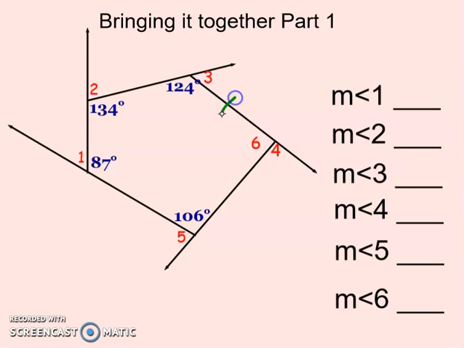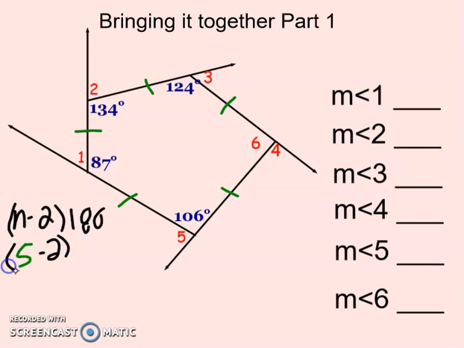So if we notice we have a 1, 2, 3, 4, and 5. We have a 5-sided polygon, which means we're going to be using our formula of n minus 2 times 180, but we have a 5-sided, so it's going to be 5 minus 2 times 180, and then we get 540 degrees in total. So that means that this 540 degrees in total accounts for 106, 87, 134, 124, and then technically angle 6. And we want to find angle 6.